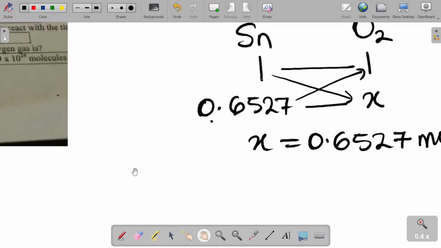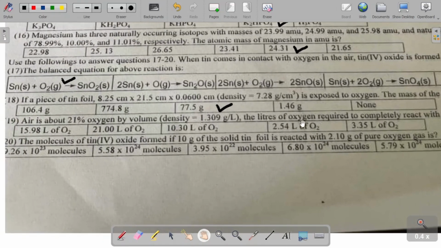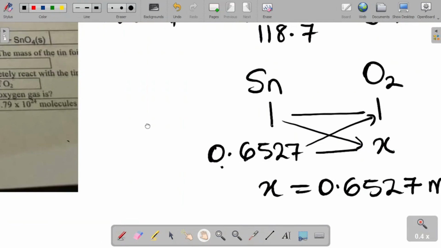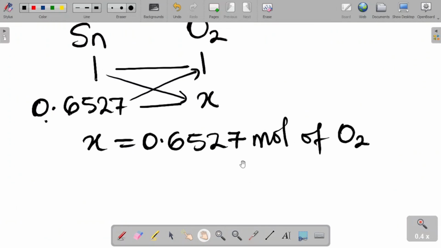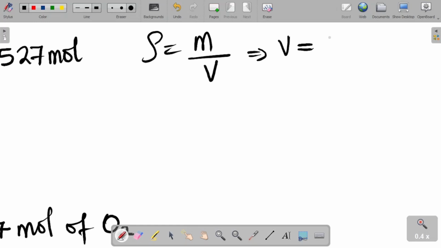We're not asked to find the number of moles of oxygen. We're asked to find the liters of oxygen. Liters means volume. So we have to find the volume of oxygen. And how do you get volume? We know that density, rho, is equal to mass all over volume. If we interchange this, making volume the subject of the formula, volume will be equal to mass all over density.